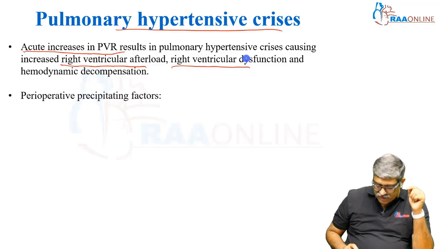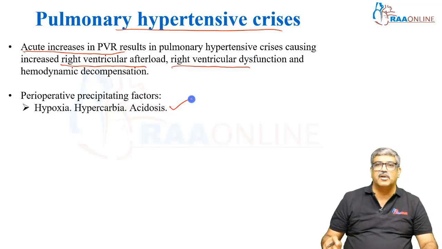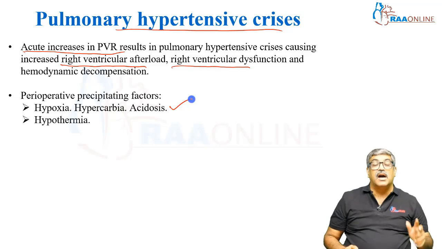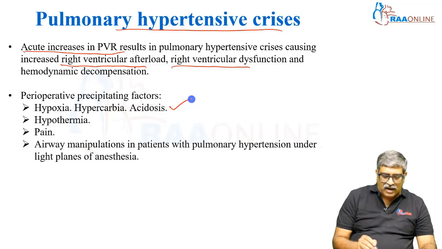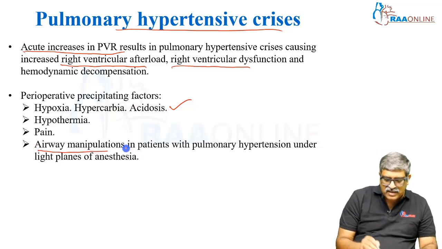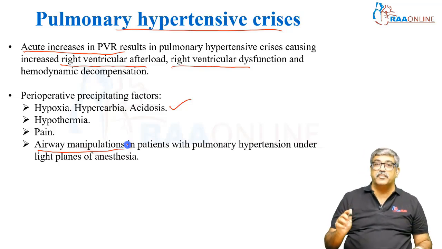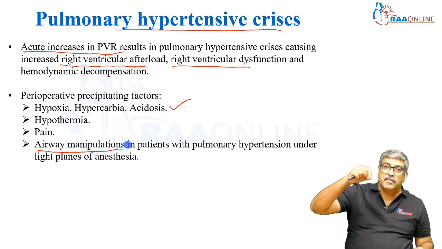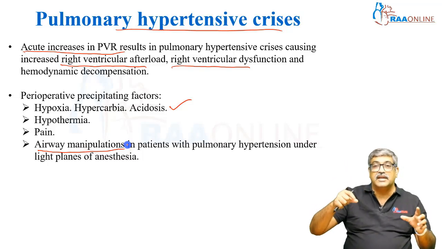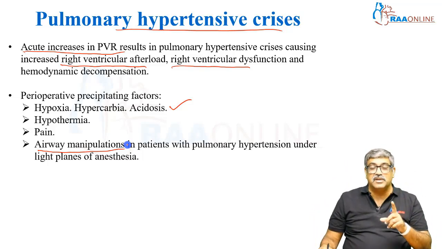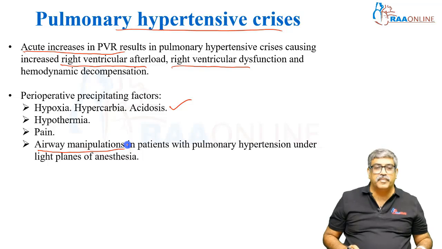The perioperative precipitating factors for this pulmonary hypertensive crisis are the triad of hypoxia, hypercarbia and acidosis, hypothermia, pain and lighter planes of anesthesia. Another important thing for pulmonary hypertensive crisis is airway manipulation in a patient with pulmonary hypertension under lighter planes of anesthesia. This is very important because when you put a suction in the endotracheal tube and try to remove the secretion in a lighter plane, it might trigger a pulmonary hypertensive crisis, particularly when the pulmonary blood flow is very high in the preoperative period.